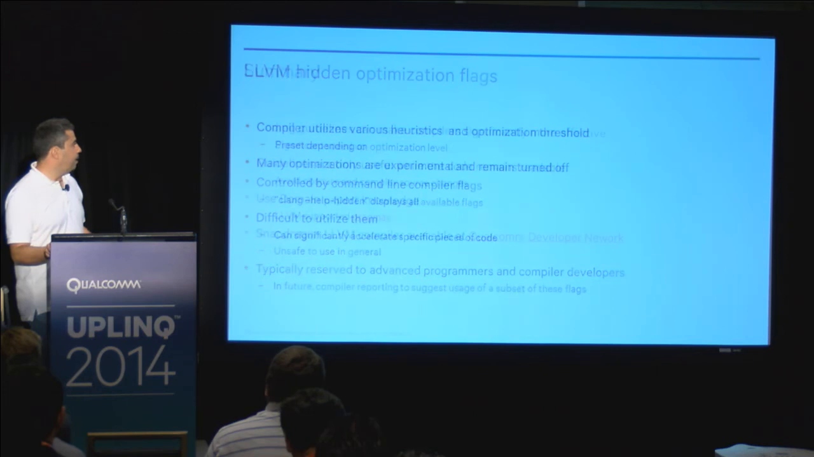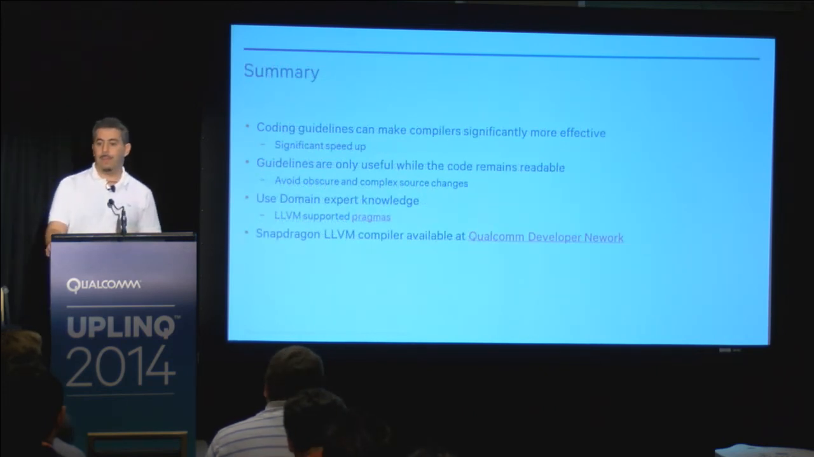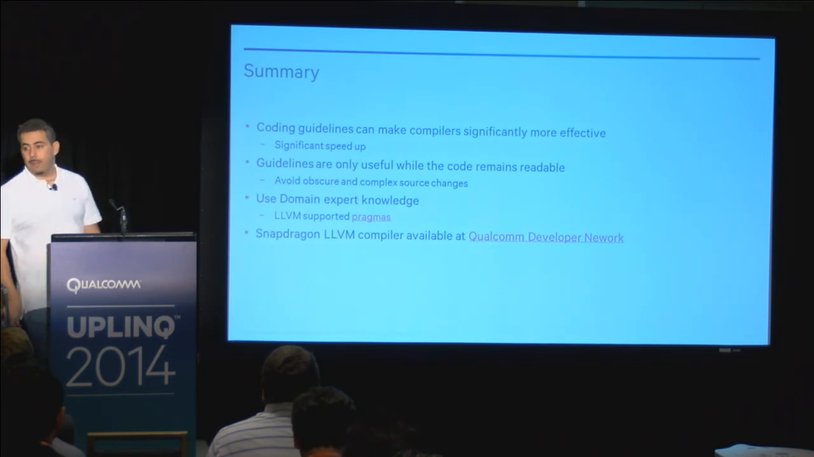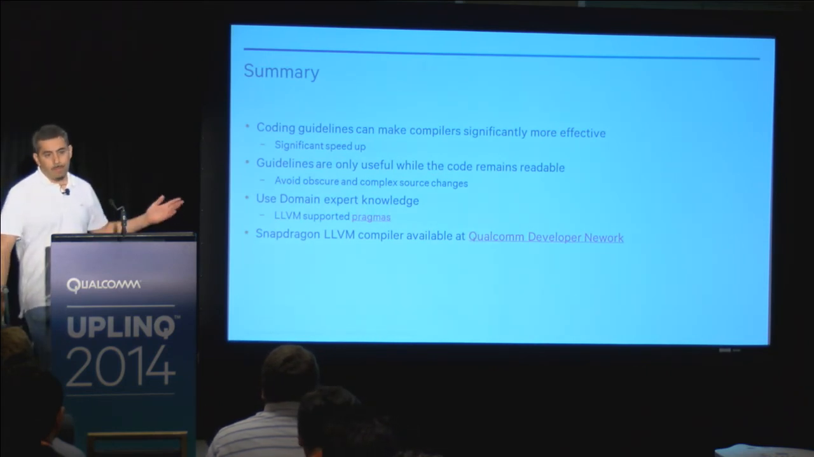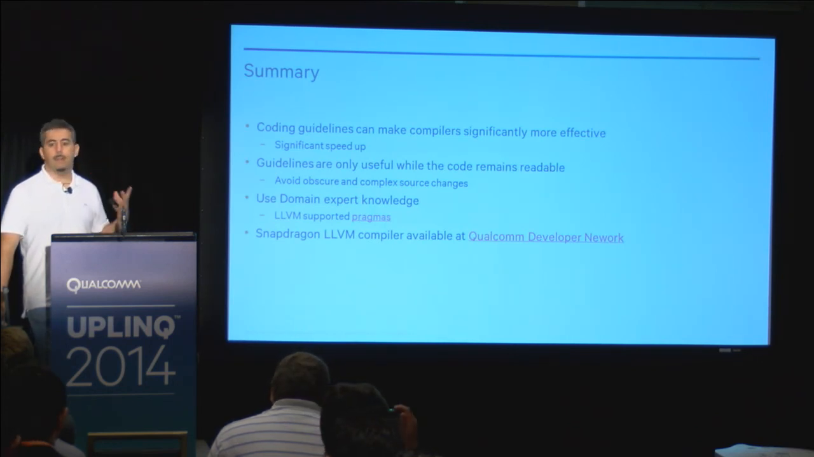So to summarize this talk, coding guidelines can increase the effectiveness of compilers. And this is just a sample that I showed, like 6, but there are probably hundreds of them, but they're pretty simple. It's just common sense. It's just trying to make sure that your intent is well written and not ambiguous to the compiler, so that it can infer the right thing and do the right thing for you.